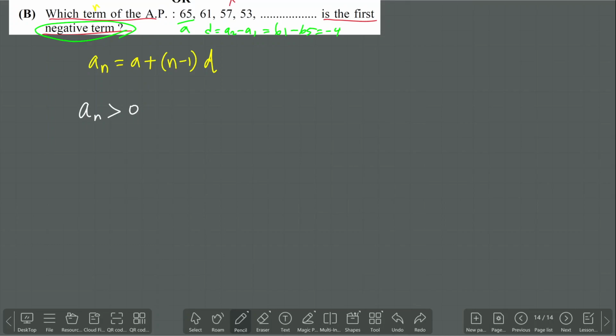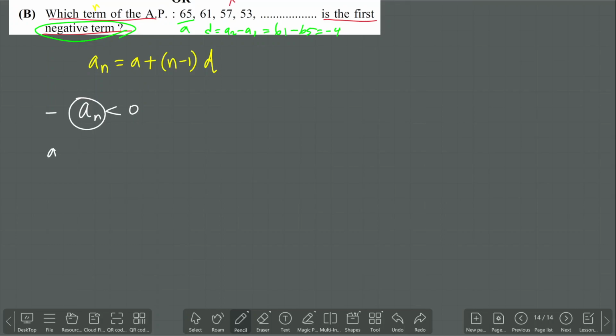Which term is negative they are asking, so you take less than 0. Only then do we come to know which is negative. When we have a negative, it should be less than 0. Am I right? A negative number should be less than 0 only. That is what we are mentioning here. Now you apply the formula.